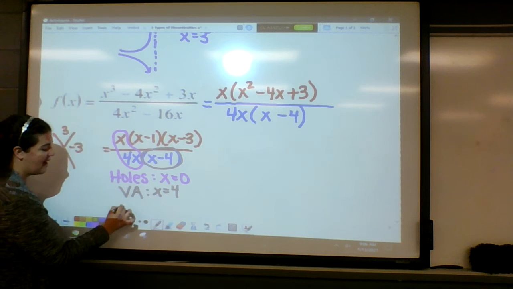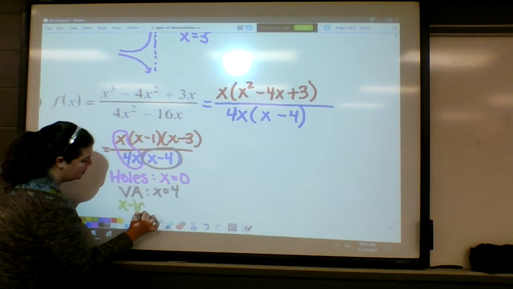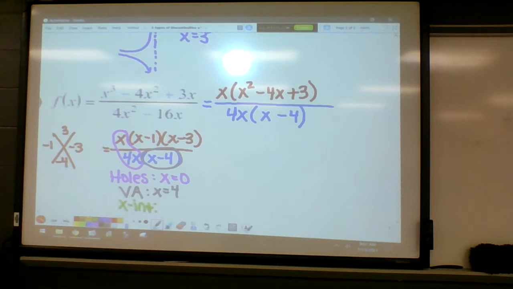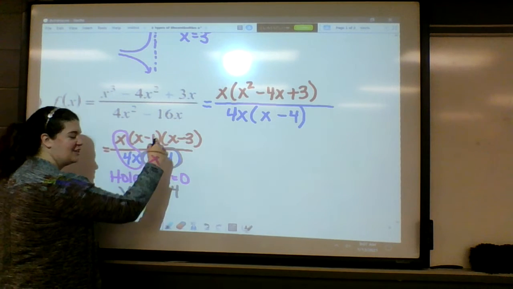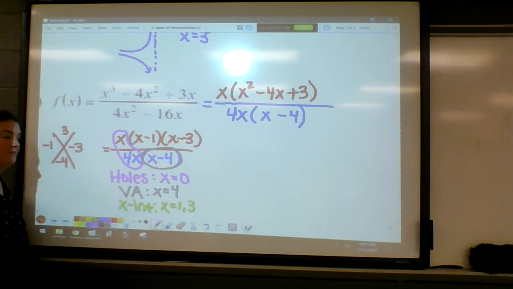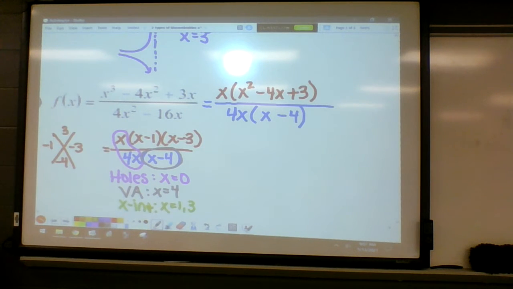All right, and then you have x-intercepts. And the x-intercepts are just really nice. They kind of just fall out because you've already done all the factoring and taken a look at everything. So where are your x-intercepts? 1 and 3. Those are going to be your factors in the numerator that don't have any matches. Remember, if it has a match, it's a hole, and it doesn't qualify as either of the others. So x-intercepts 1 and 3.